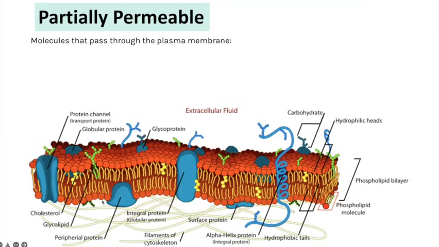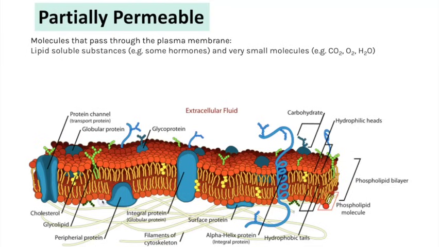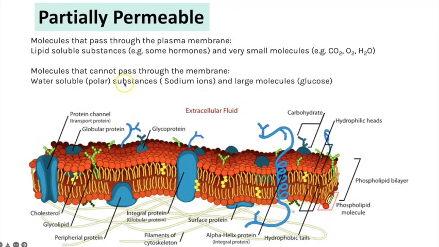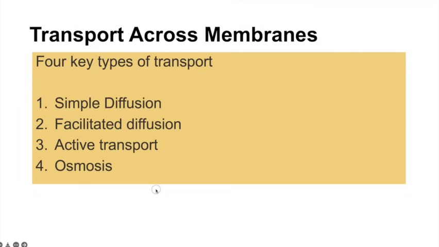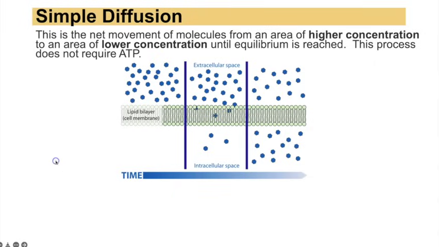So when we say that the membrane is partially permeable, what we mean is that only lipid-soluble substances and very small molecules can pass across the membrane by simple diffusion. Other molecules, such as water-soluble or polar substances and large molecules, can't simply diffuse across the membrane. Therefore, they have to be transported across by other means, which could be facilitated diffusion, active transport, or, if it's water, osmosis.